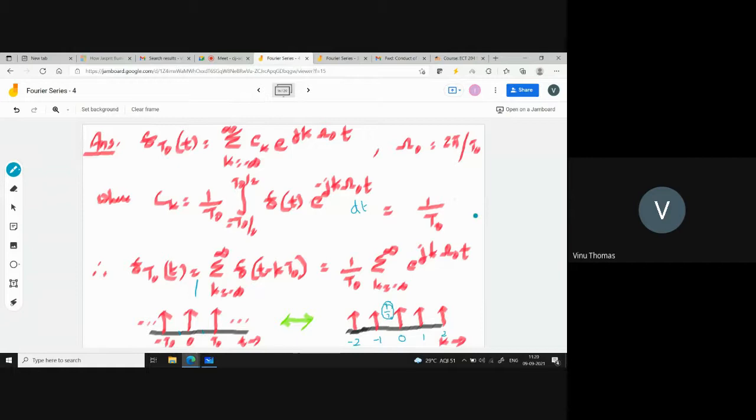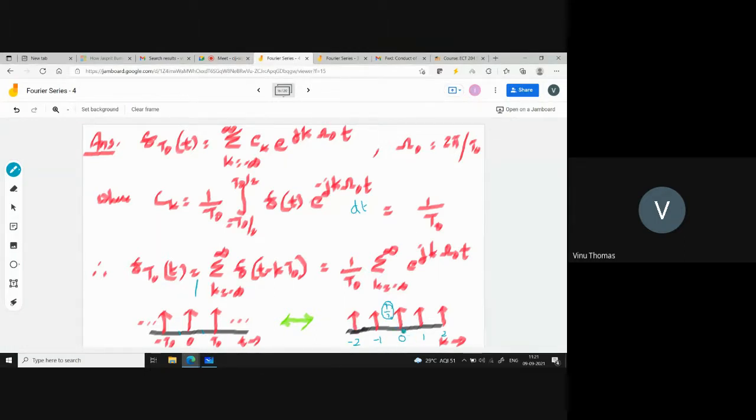Is it understood? C0 is equal to 1 by t0, C plus or minus 1 is equal to 1 by t0, C plus or minus 2 is equal to 1 by t0, and so on. So delta T0 of t can be written as sigma k equal to minus infinity to plus infinity delta t minus k t0, which is equal to 1 by t0 sigma over k equal to minus infinity to plus infinity e raised to jk omega 0 t. So that is my Fourier series expansion for the impulse string. So let me plot the line spectrum now.